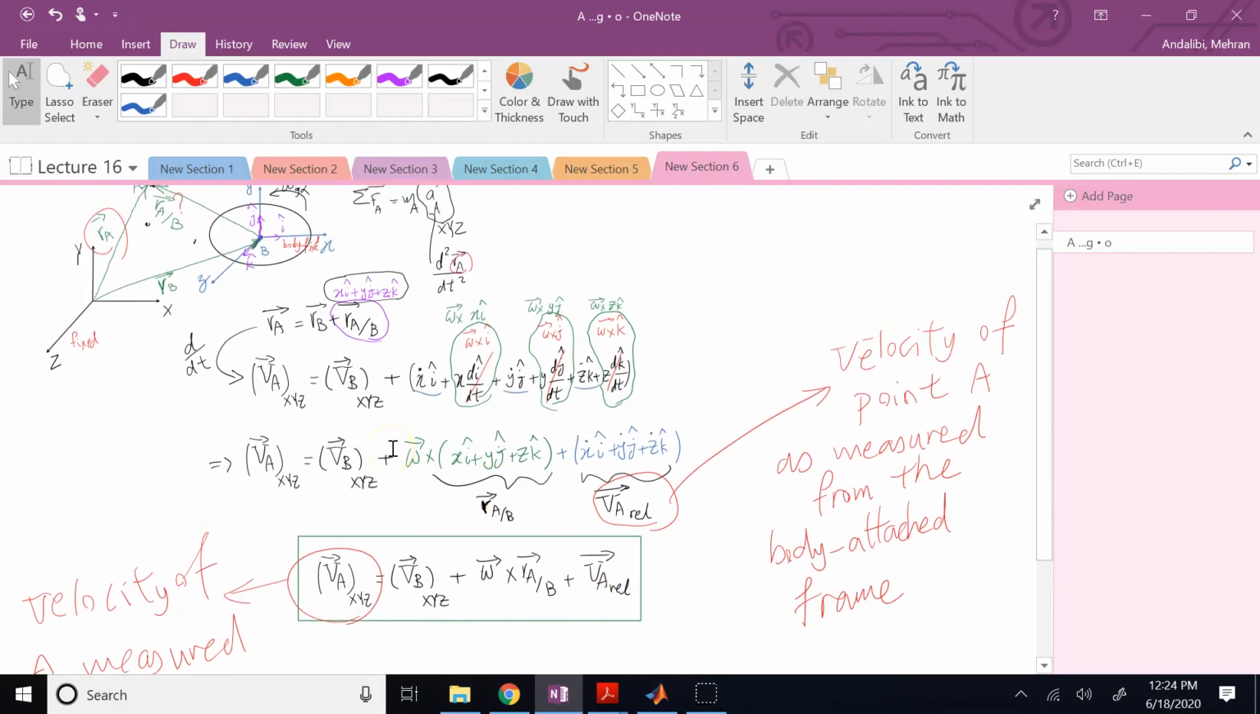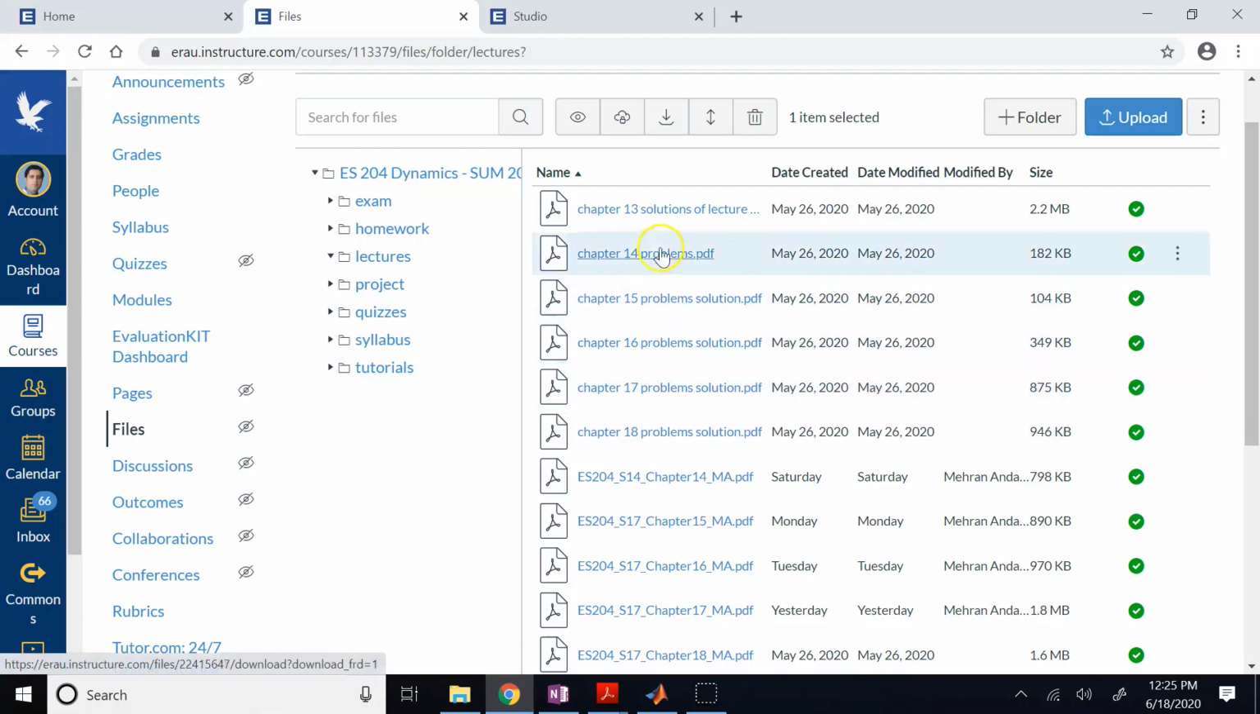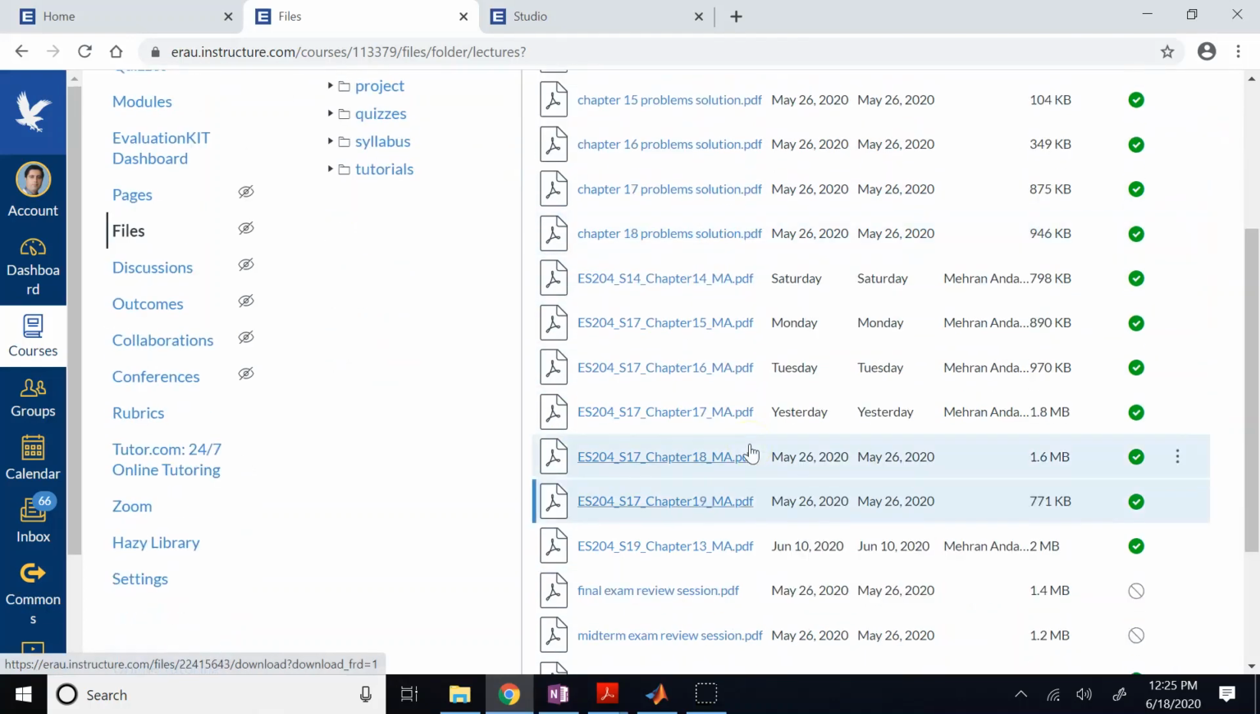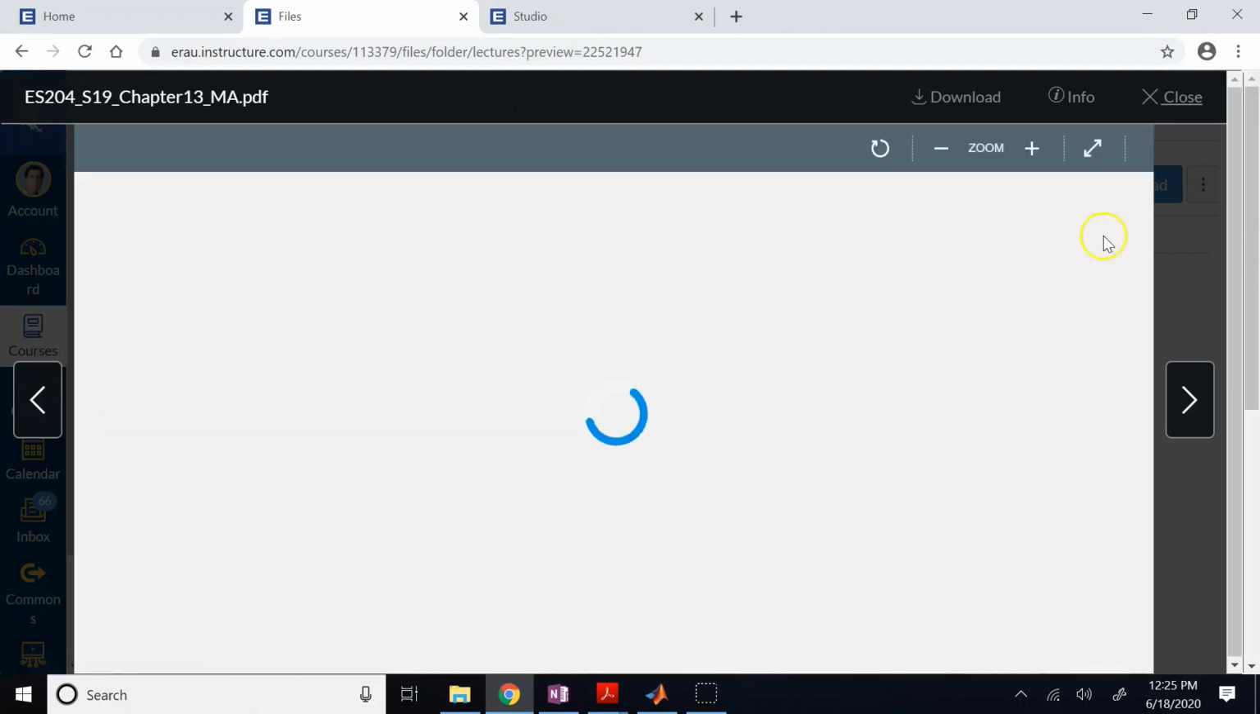Yes, in chapter 13, right? In chapter 13, you learn that V of A is equal to V of B plus V of A relative to B, but over there, this secondary observer could not rotate. If you remember back then, we said that the secondary observer is only translating. But here, our observer can not only translate, it can rotate. So if you go back to chapter 13, you can see what I'm talking about.